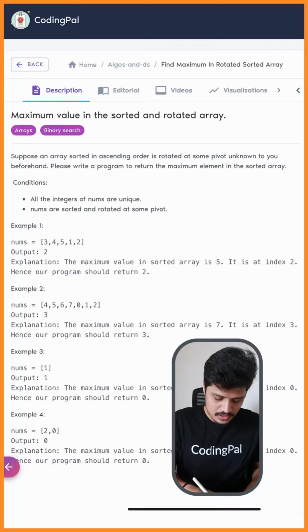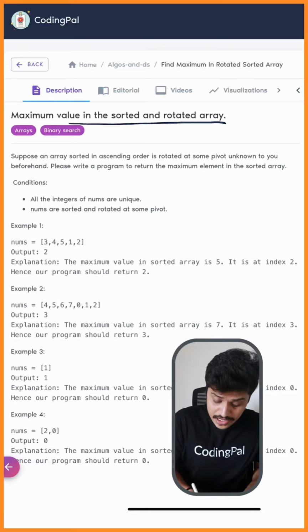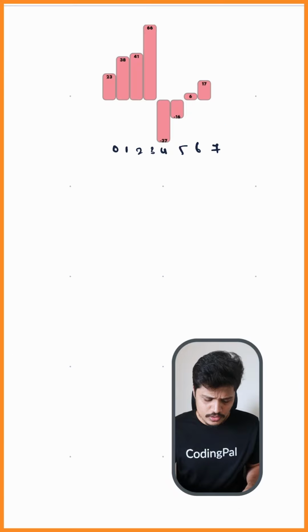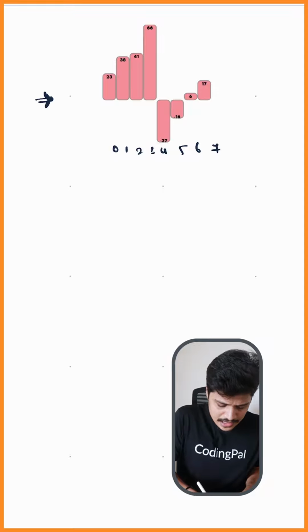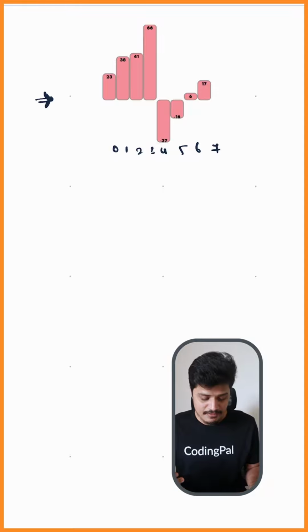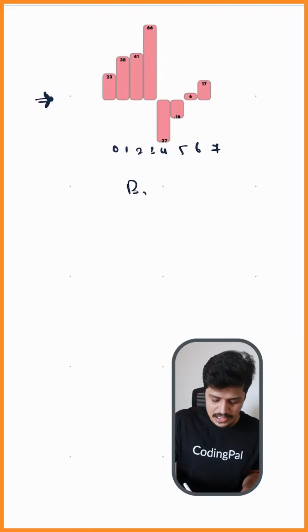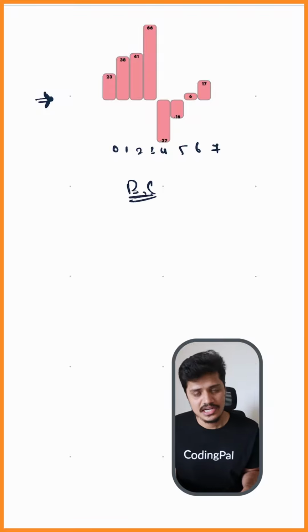How about we solve the maximum value in a sorted and rotated array problem today? If you think of solving this problem with a brute force approach, it is a simple iterative problem. But the effective way of solving this problem is with the help of the binary searching technique.